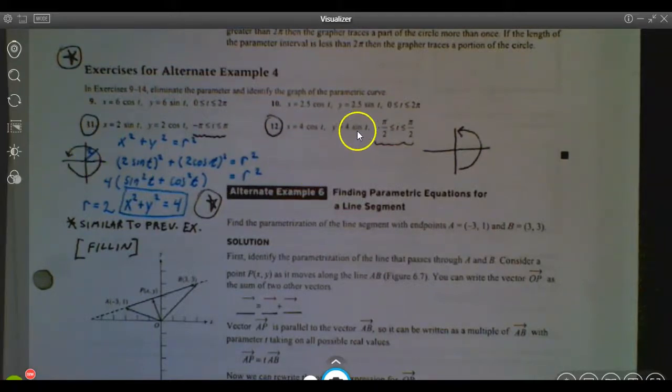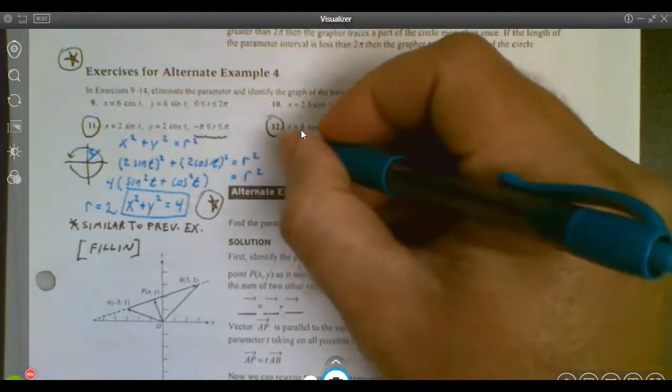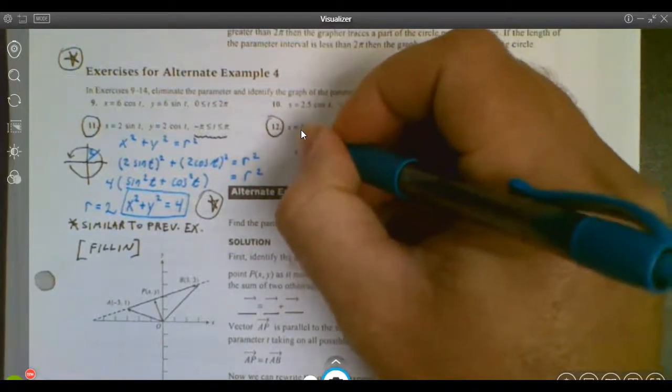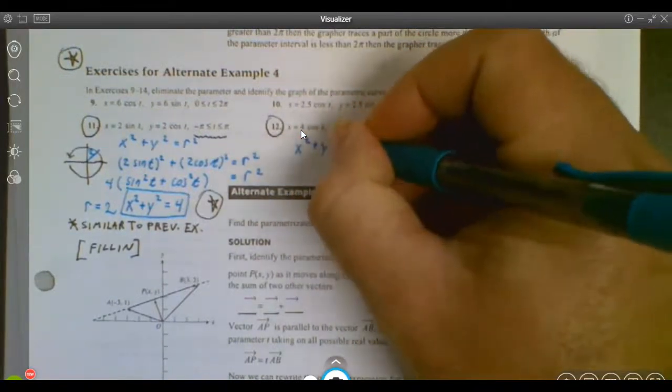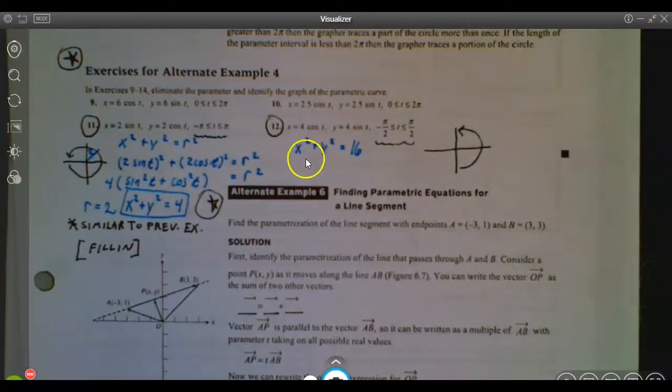We can still see on this, if you follow the same path, our radius is going to be 4. So when I go to write the equation, it's still going to be x squared plus y squared equals 16, because that's what r squared is. So I would still have that same equation. It's just the graph itself would be affected if I limit it to that domain right there.